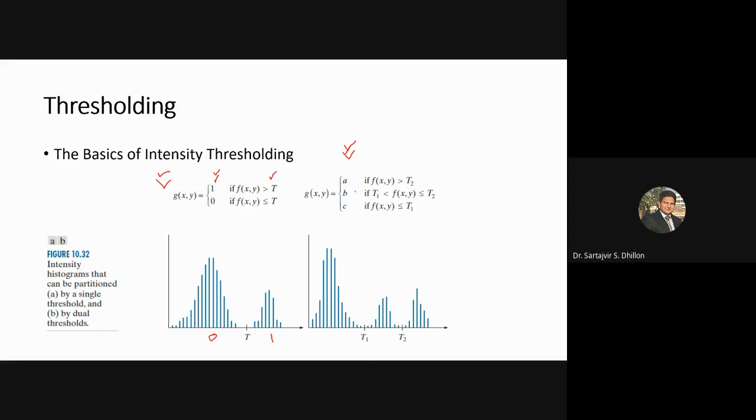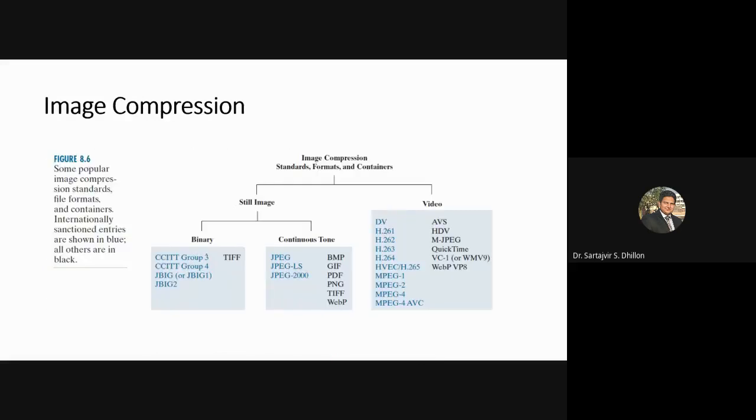But in the case of the dual or multiple threshold, if the value is greater than T2, we can say it is A, and if it is in between T1 and T2, we can say it is B, and if it is less than or equal to T1, then we can say it is C. So this is the concept of a dual threshold.